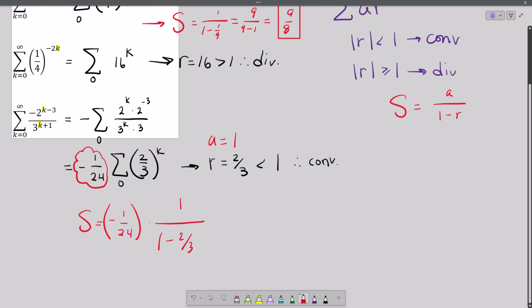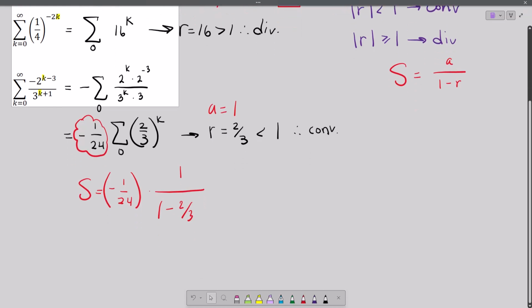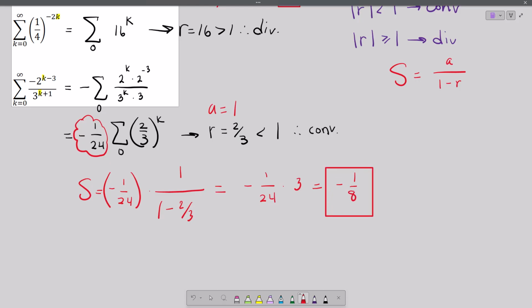Now you could also imagine pushing this to the inside and calling that A. Either one would work fine, it doesn't matter. You can think of that -1/24 as a constant out in front, and then do the series piece, so just looking at this series, R is 2/3, and when you plug in a 0 there, you would get 1 for the first term of the series. So either of those will work totally fine. And then here, 1 minus 2/3 is 1/3, and if you flip 1/3, you get 3. And so this series will have a value of -1/8. That'll be the sum of the series.